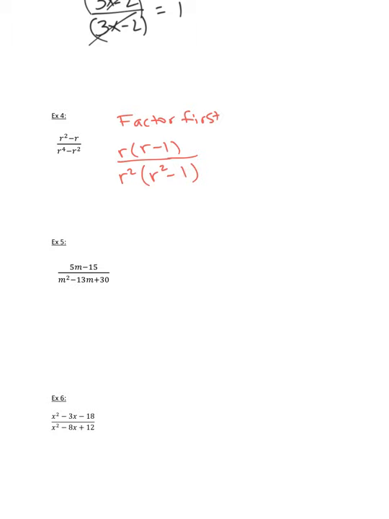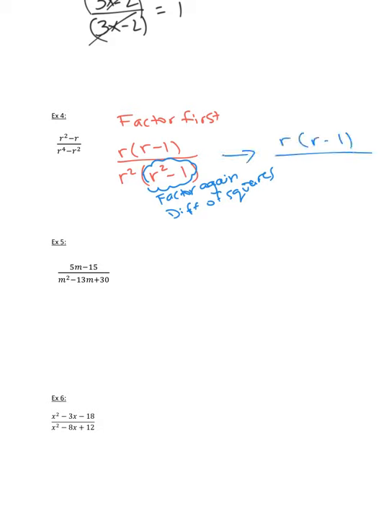Now, you should catch also that this r squared minus 1 can be factored again. That's a difference of squares. Factoring is a topic that never goes away. You need to know it for everything that you do in high school math. So it's really important that you've got your factoring skills down. So I'm going to keep my numerator, and my denominator will become r squared times r plus 1 times r minus 1.